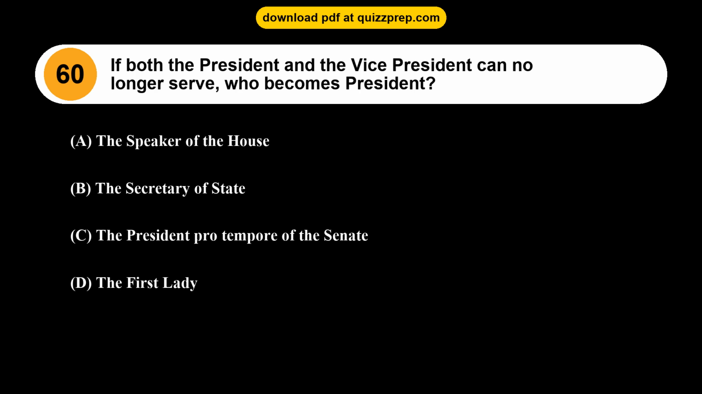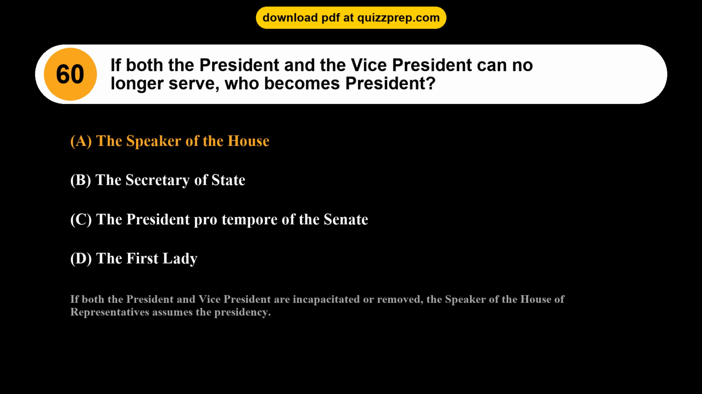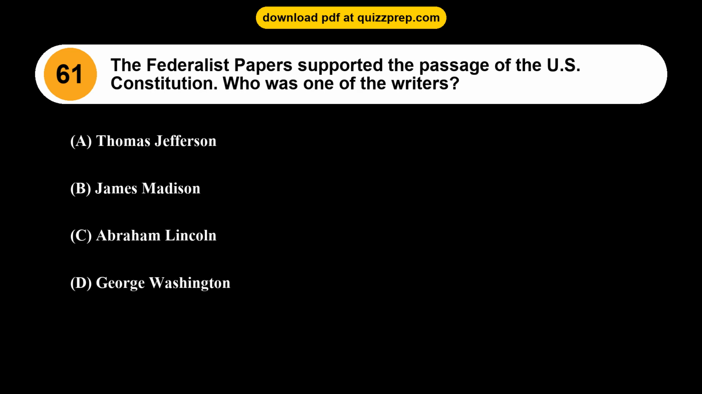Question 60. If both the president and the vice president can no longer serve, who becomes president? Option A, the Speaker of the House. Option B, the Secretary of State. Option C, the President pro tempore of the Senate. Option D, the First Lady. The correct answer is option A, the Speaker of the House. If both the President and Vice President are incapacitated or removed, the Speaker of the House of Representatives assumes the presidency.